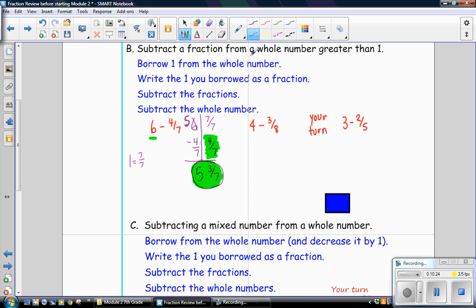For the next problem, 4 take away 3/8. In order to take away 3/8, you need to make 1 into eighths. Borrow from the 4, it becomes a 3. That 1 that you borrowed, rewrite as a fraction, 8/8. Now subtract your fractions. 8/8 minus 3/8 is 5/8, and 3 take away nothing is 3. And the answer is 3 5/8.